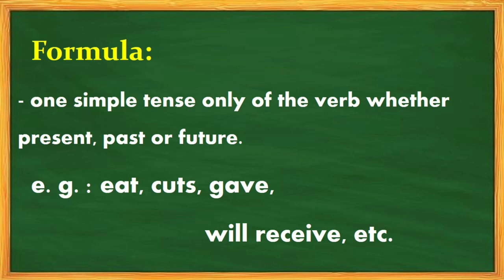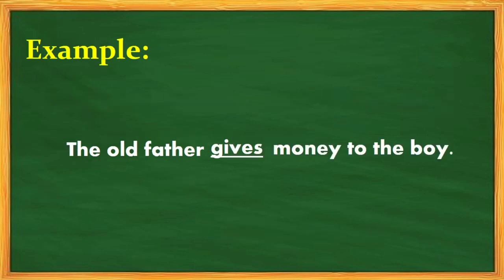In a sentence, the old father gives money to the boy. Our subject in the sentence is old father, and he is the doer of the action give. Our verb in the sentence is gives, and it belongs to present tense.